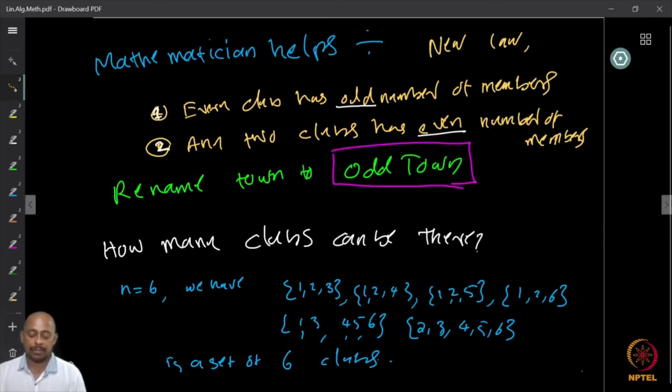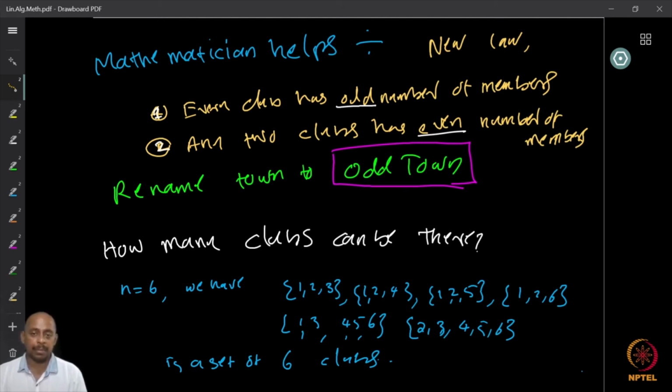Then 1, 3, 4, 5, 6 has 1 and 3 in common with the first one, 1 and 4 in common with the second one, 1 and 5 in common with the third one, and 1 and 6 in common with the last one. Again 2, 3, 4, 5, 6 has 2 and 3 in common, then 2 and 4 in common, 2 and 5, and 2 and 6 in common. Then with these two you have 3, 4, 5, 6 in common, and therefore they all have even intersection. And so for 6 people we have 6 clubs, right?